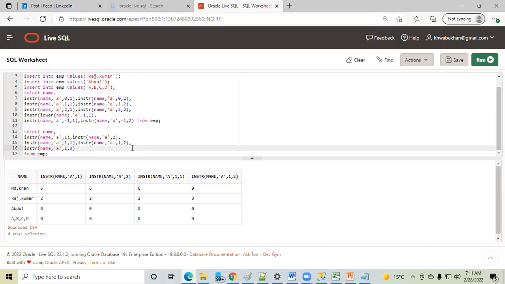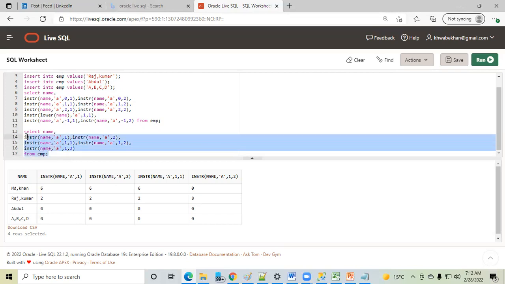Now, I have written 1, 3. What is the meaning of this? Third occurrence. Yes, the SQL engine will search for the third occurrence, because the fourth argument is 3. The fourth argument tells the SQL engine which occurrence to search for. Here I have mentioned the fourth argument as 3, so I'm telling the SQL engine to search for the third occurrence of letter A.